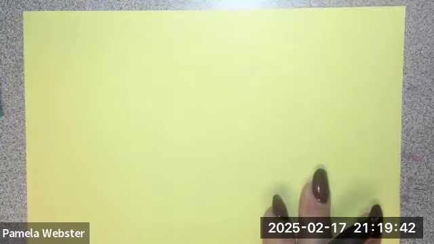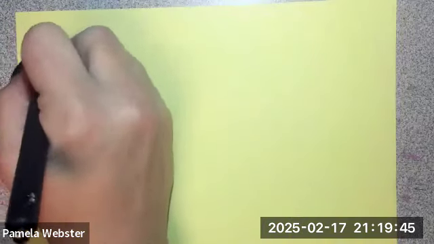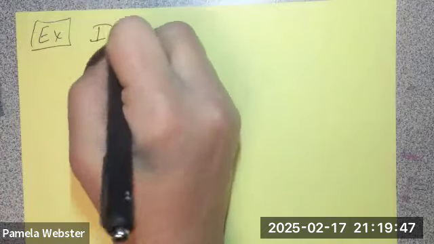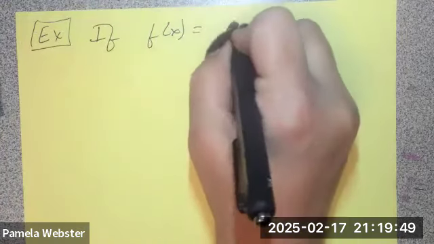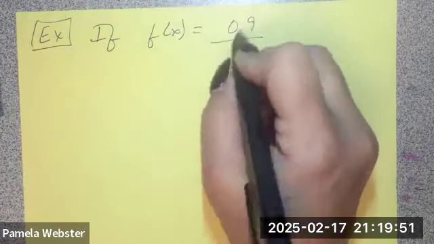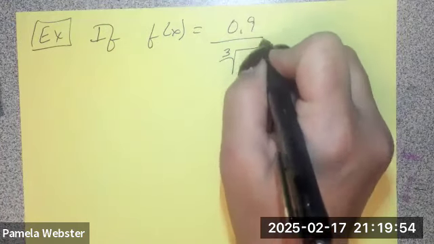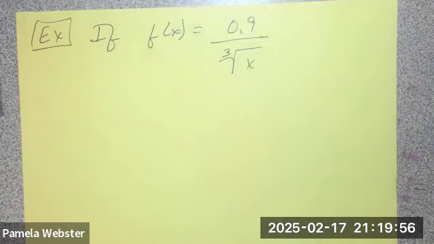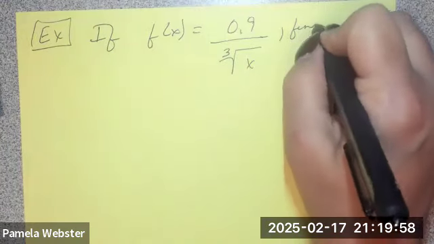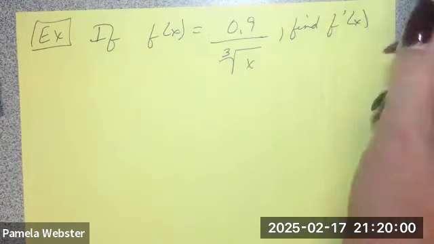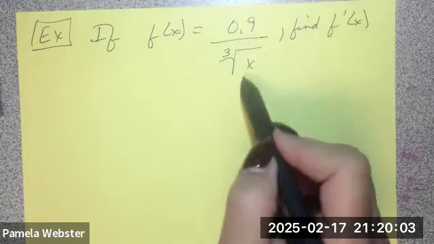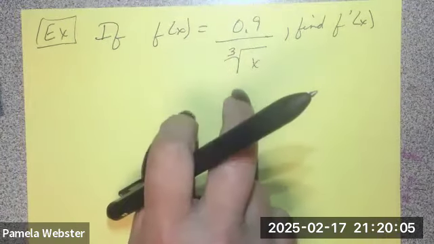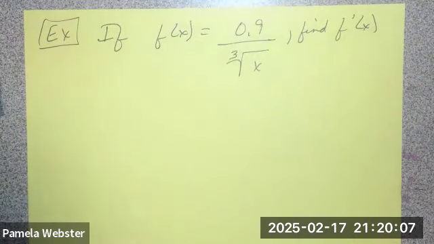On your very own, push pause. If f of x equals 0.9 over the cubed root of x, find f prime of x. This one's a little bit more complicated because it's got a radical and the radical's in the denominator. So you're going to have to use both of your properties. So I'm going to pause. I'm going to work it myself. You should pause and work it yourself and then come back and see.